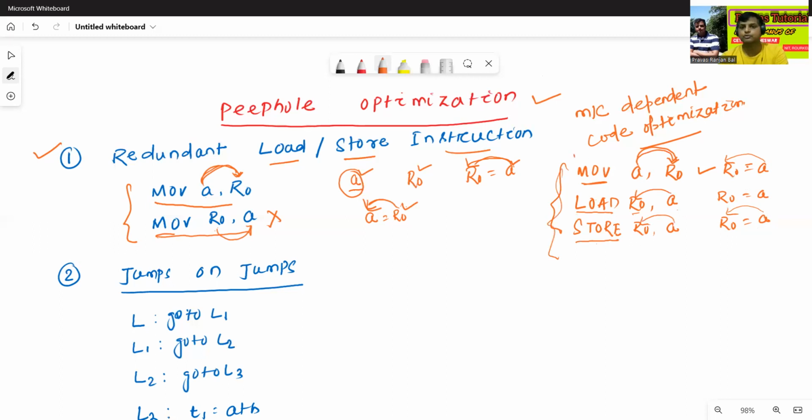We can use move, load, or store. But in case of move, it always moves from left to right, whereas in case of load and store it always moves from right to left. This is important, remember, but all meanings are the same. This is called redundant load or store instruction. If both are the same, we can eliminate any one.